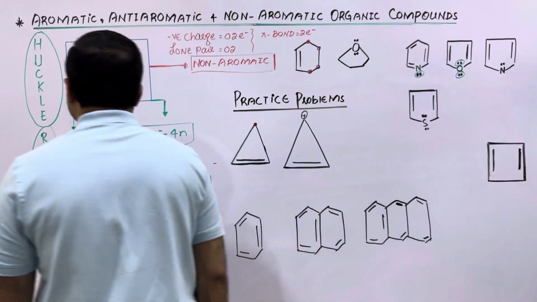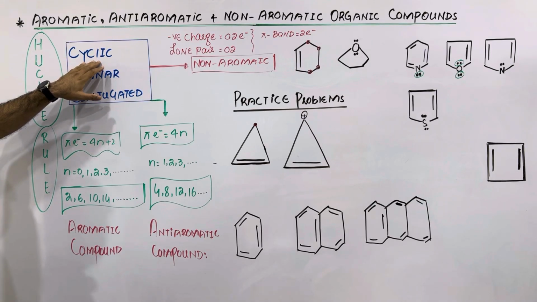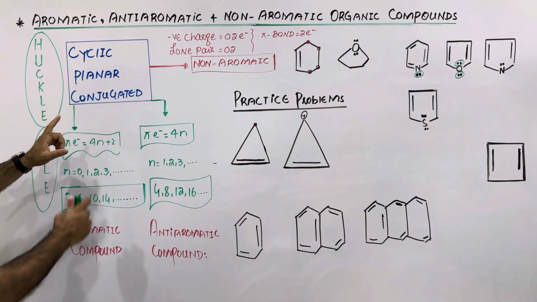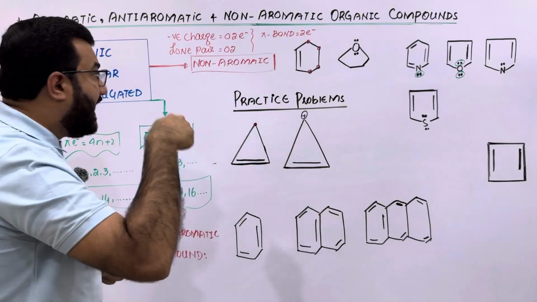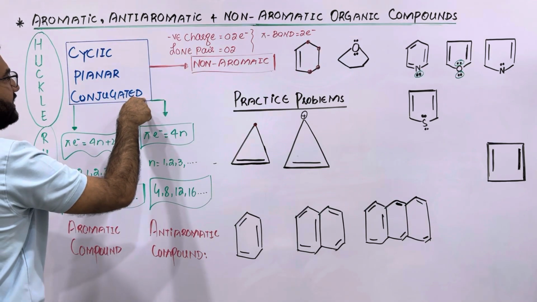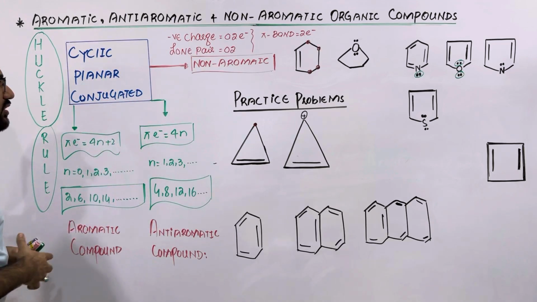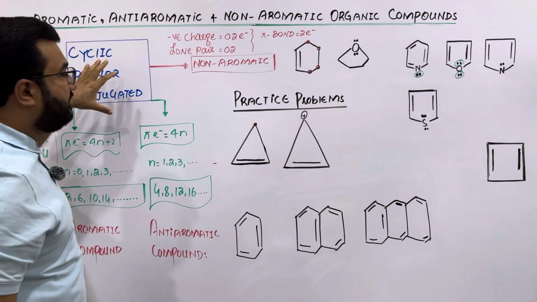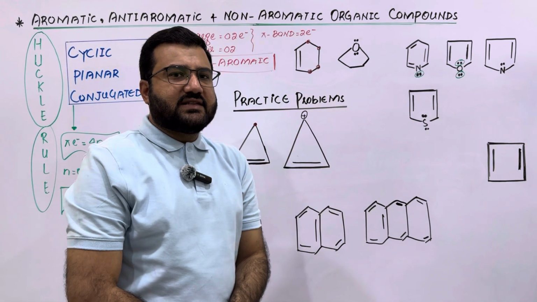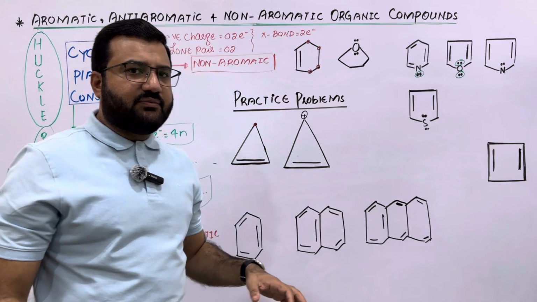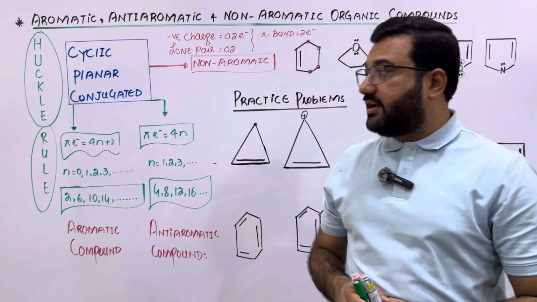Now my dear students, if an organic compound has cyclic, planar and conjugated geometry, then that can be aromatic or anti-aromatic. But if there is an organic compound which lacks any of these three features, that may be non-cyclic, non-planar or non-conjugated, then that organic compound is called the non-aromatic organic compound. There is no need to calculate the pi electrons in case of the non-aromatic organic compounds.